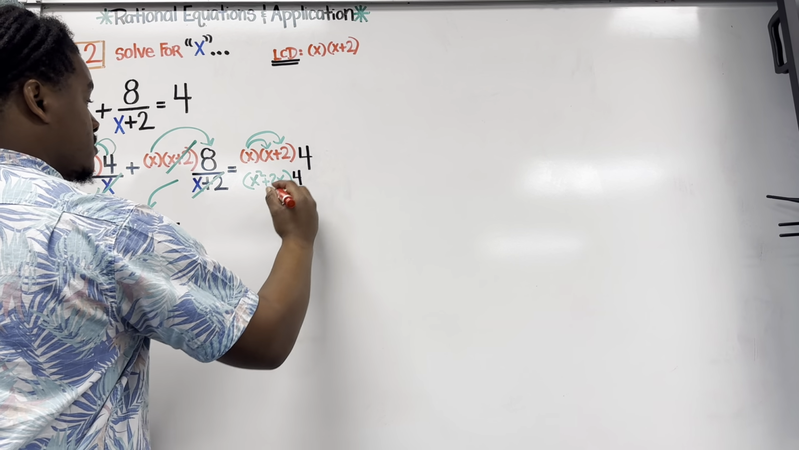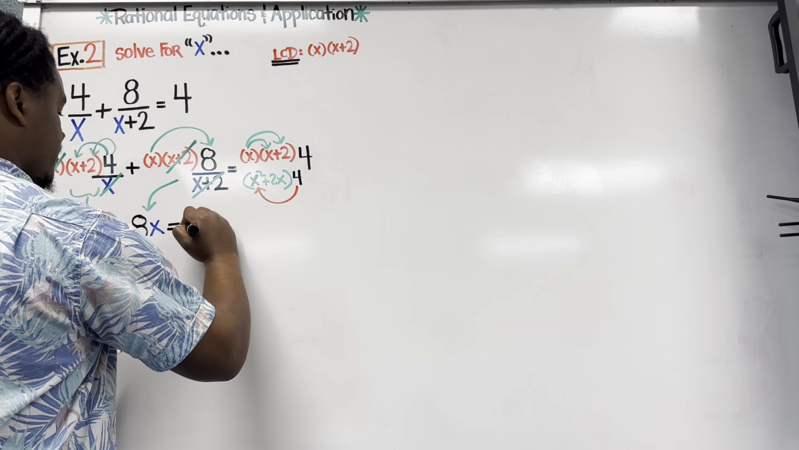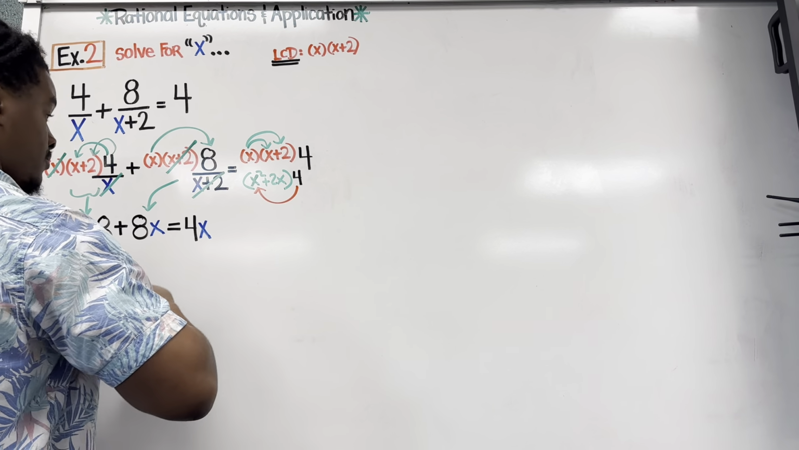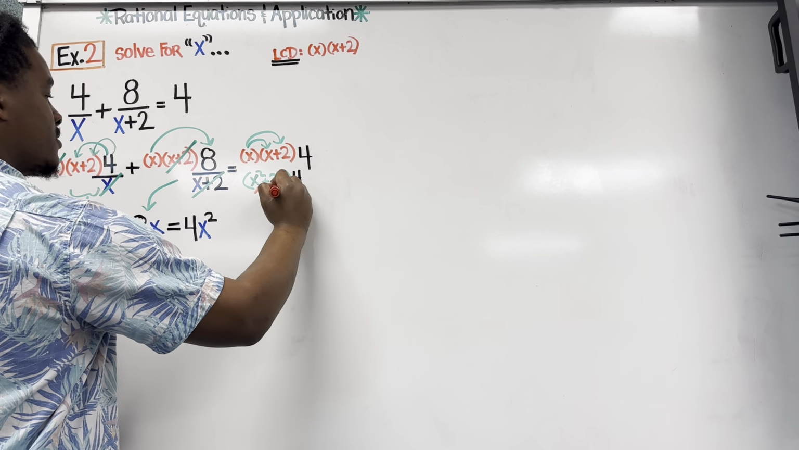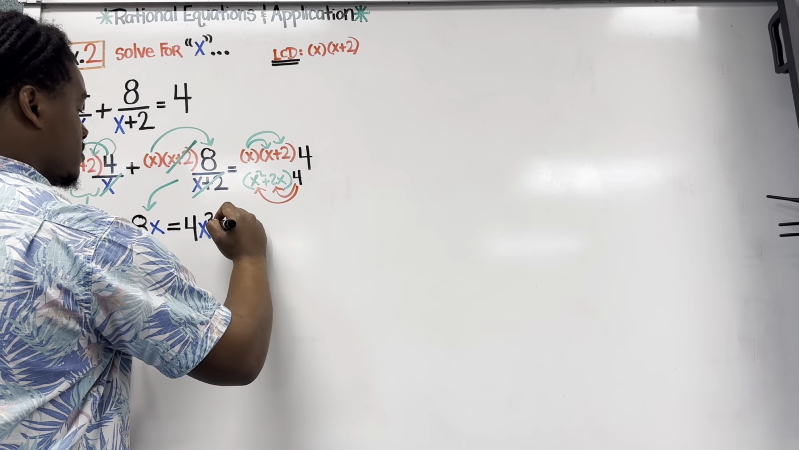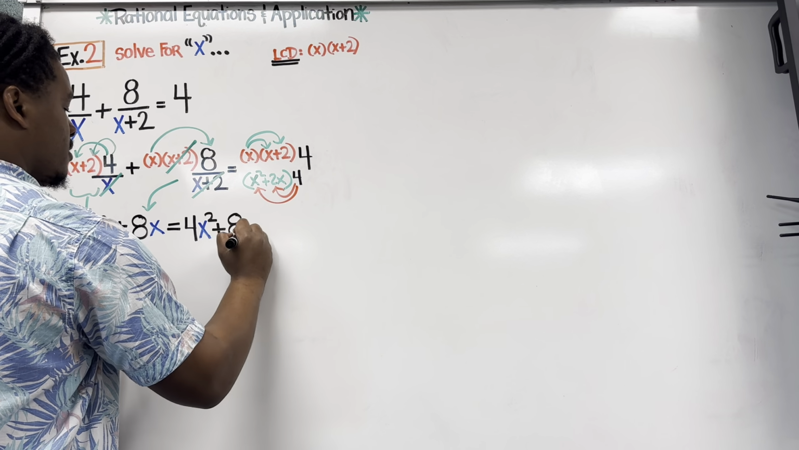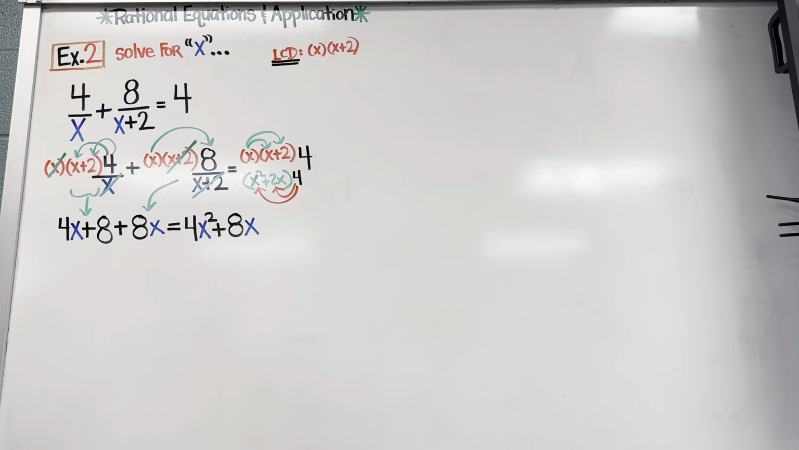So once again, guys, 4 times x squared is 4x squared. And then 4 times 2x is 8x. So it's going to be a plus 8x. All right? So far, guys, that's what we should have, okay?